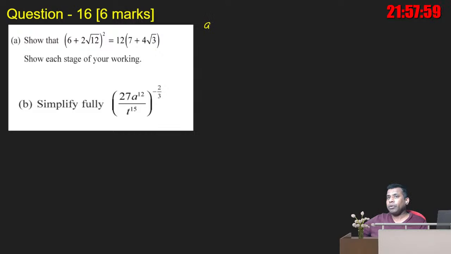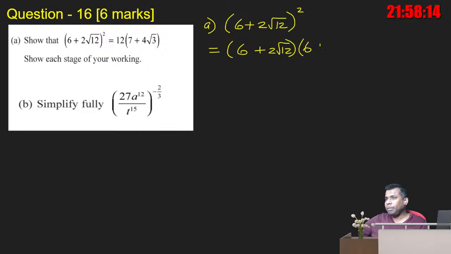For part A, I'm going to do this one, expanding brackets: 6 plus 2 root 12, the whole thing squared, right? So basically what it actually is, is 6 plus 2 root 12 again multiplied by 6 plus 2 root 12. If you are an A-level student or AS level student, you can directly multiply. I wouldn't write the two brackets side by side.